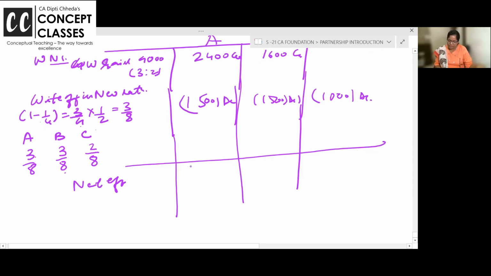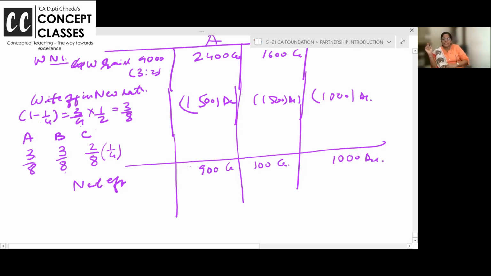Please do the correction. Ratio was correct, but I wrote it wrong for A, B, C. C is 1/4 or 2/8. You can write here 1/4 को multiply किया आपने. 900 debit, 100 debit, credit. Why am I writing debit? 900 credit, 100 credit, 1,000 debit.